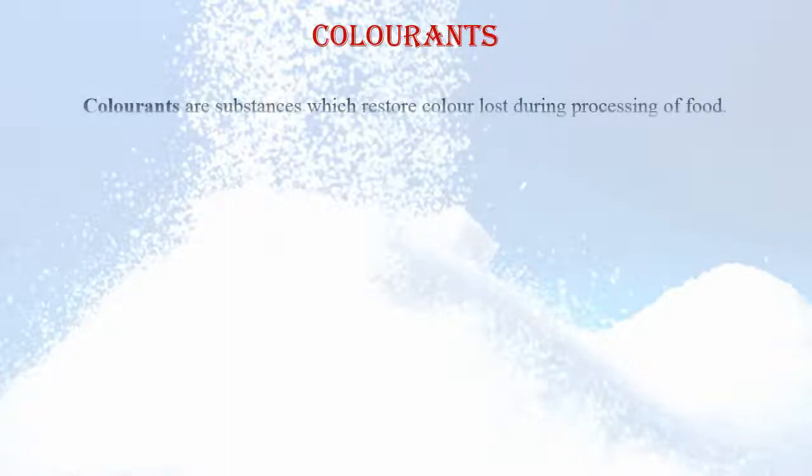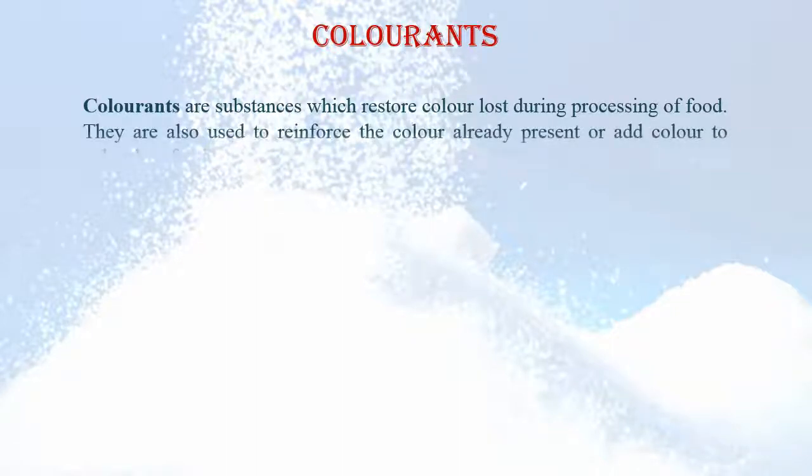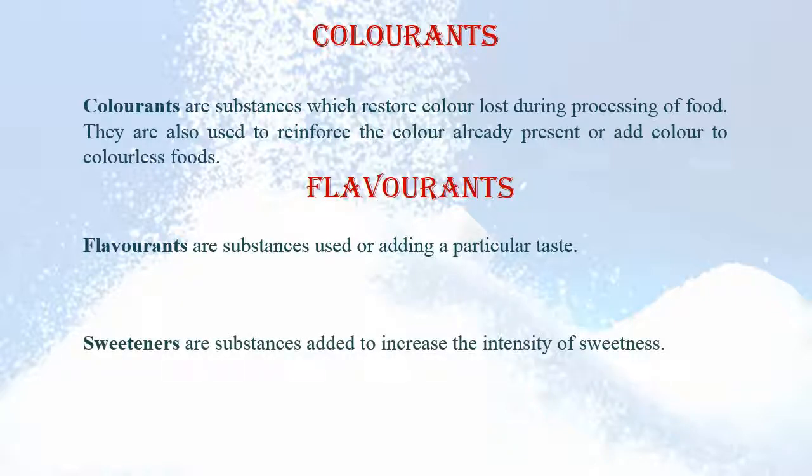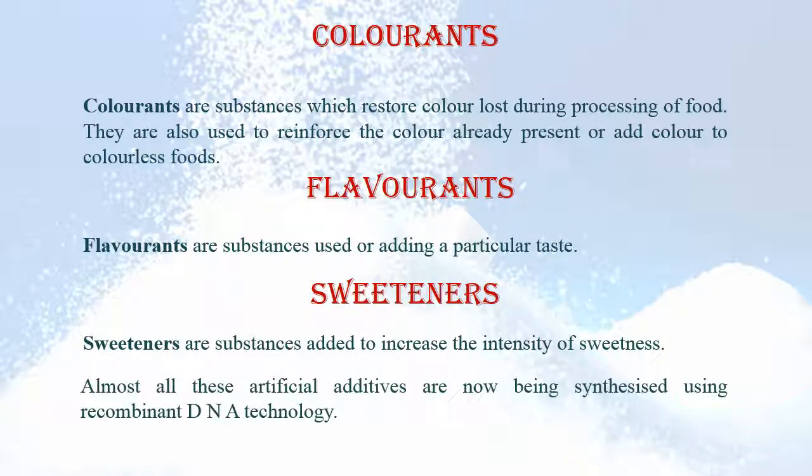Colorants are substances which restore color lost during processing of food. They are also used to reinforce the color already present or add color to colorless foods. Flavorants are substances used for adding a particular taste. Sweeteners are substances added to increase the intensity of sweetness. Almost all these artificial additives are now being synthesized using recombinant DNA technology.